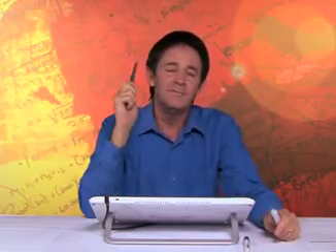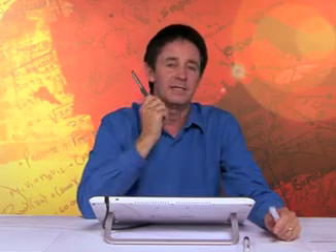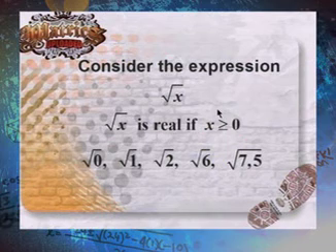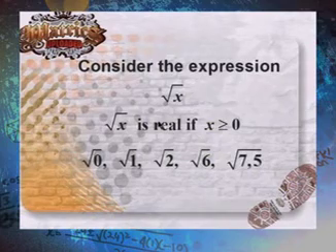Remember, if you square root a negative, that's called non-real. If you square root a positive number, that's real. But there are some other important glitches with this. If you have a look at this slide, root of x is real if the number under the root is positive or equal to 0. For example, the square root of 0, 1, 2, 6, 7.5: those are real numbers. The square root of a positive is very real.